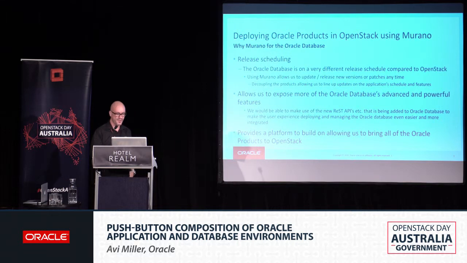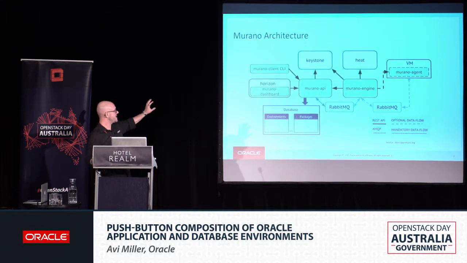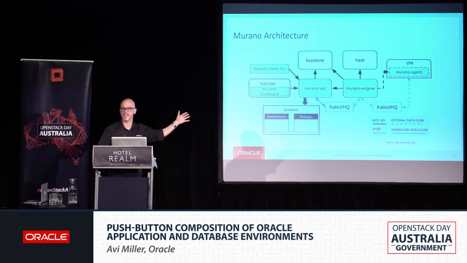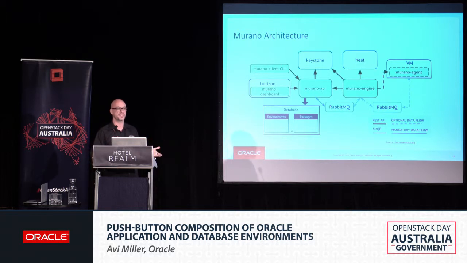And the nice thing about the Murano architecture is that if you look at the way it integrates into OpenStack, it only talks to Heat. It only talks to the orchestration engine. It actually doesn't talk down to the compute and the network. It doesn't talk to Nova. It doesn't talk to Neutron. It doesn't talk to storage. It doesn't talk to Swift or Cinder. It actually just talks to orchestration, to Heat. And that gives us a lot of flexibility around how we provision Oracle Database in this environment.